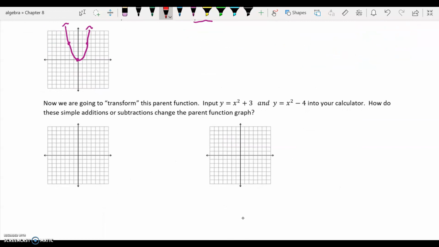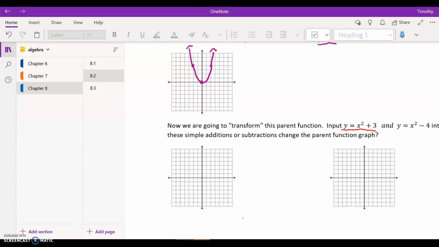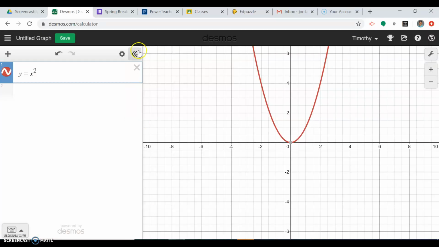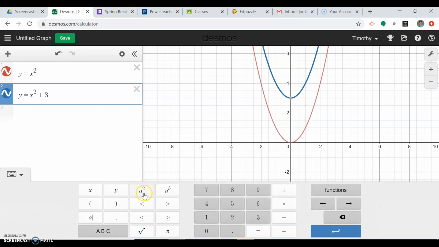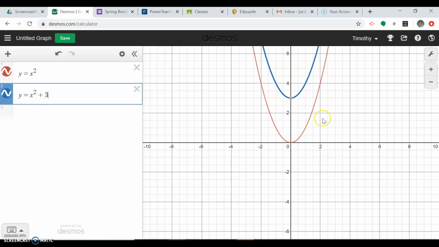So what I want you to do is go back to Desmos, and I want you to put this equation in. So I'll go back with you. We'll do that one real quick. Y equals x squared plus 3. If you can't find the exponent button, it's probably in here, guys. You're going to use that a squared to put the exponent in there. So now notice that's the blue line.